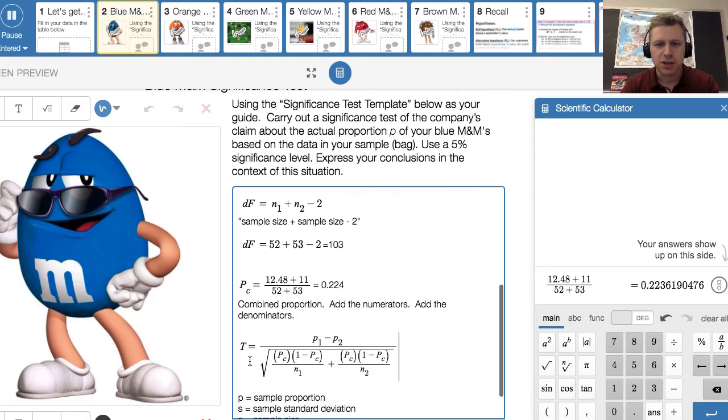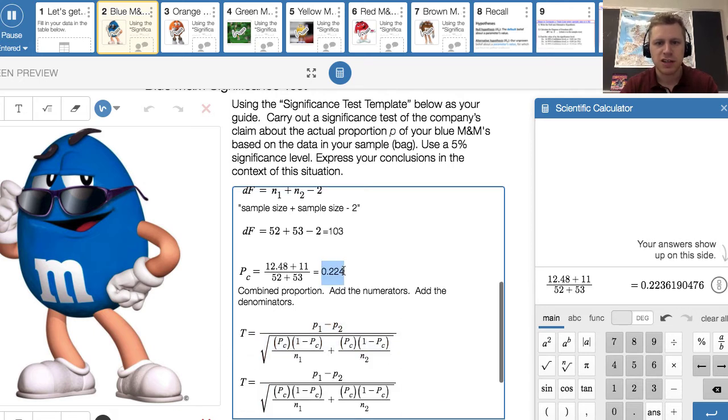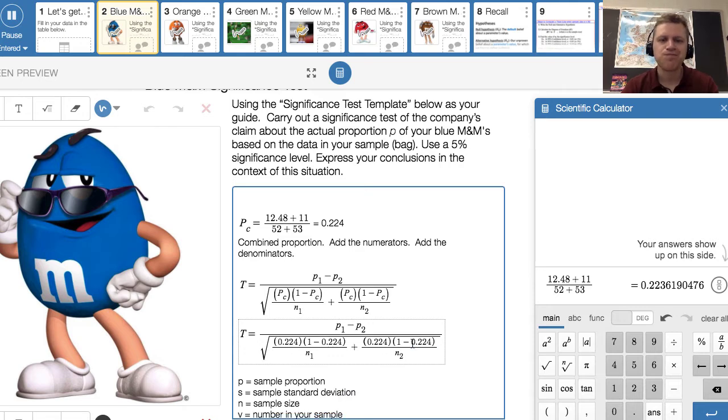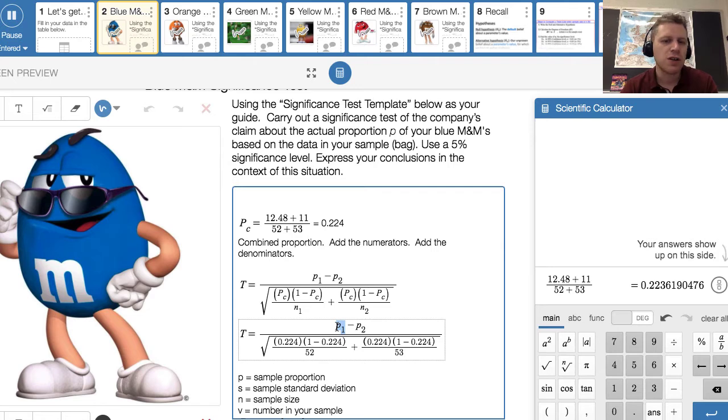Now what I'm going to do is plug into this formula, and I'll copy the whole formula so you can exactly see where I'm plugging in here. So I take this 0.224, and I'm going to plug it in everywhere there's a combined proportion, P of C. So that's once, twice, 3, I'm not counting well today, 4. Great. N1 and N2, we know those are our sample sizes. Our first sample size was 52. Our second sample size was 53. And P1 and P2 are just our first and second proportions.